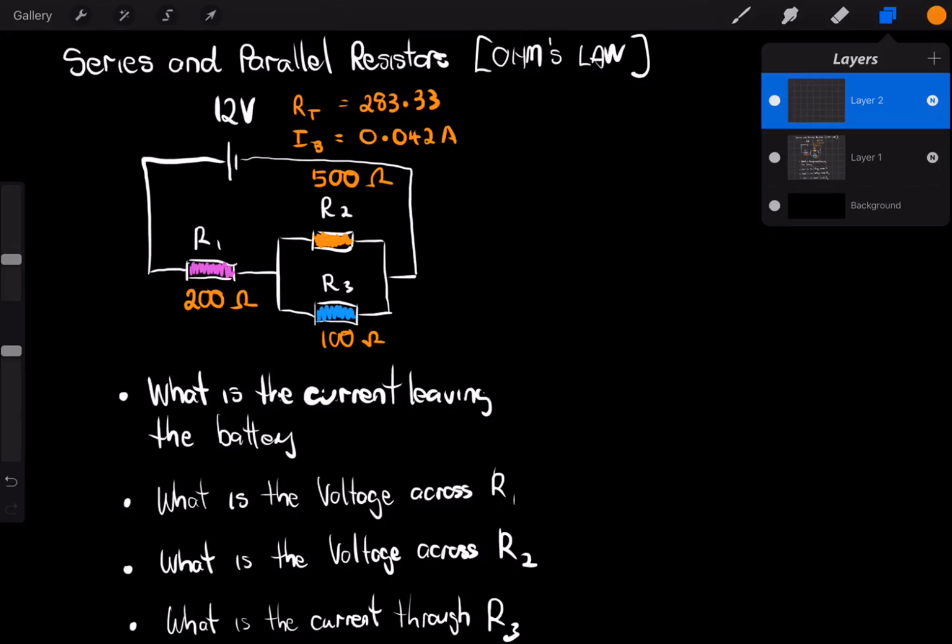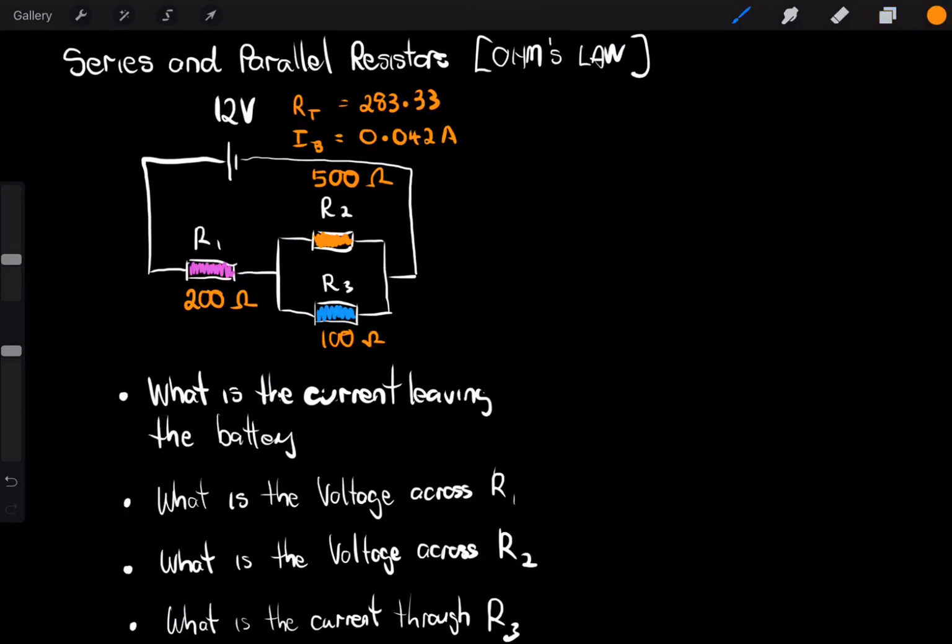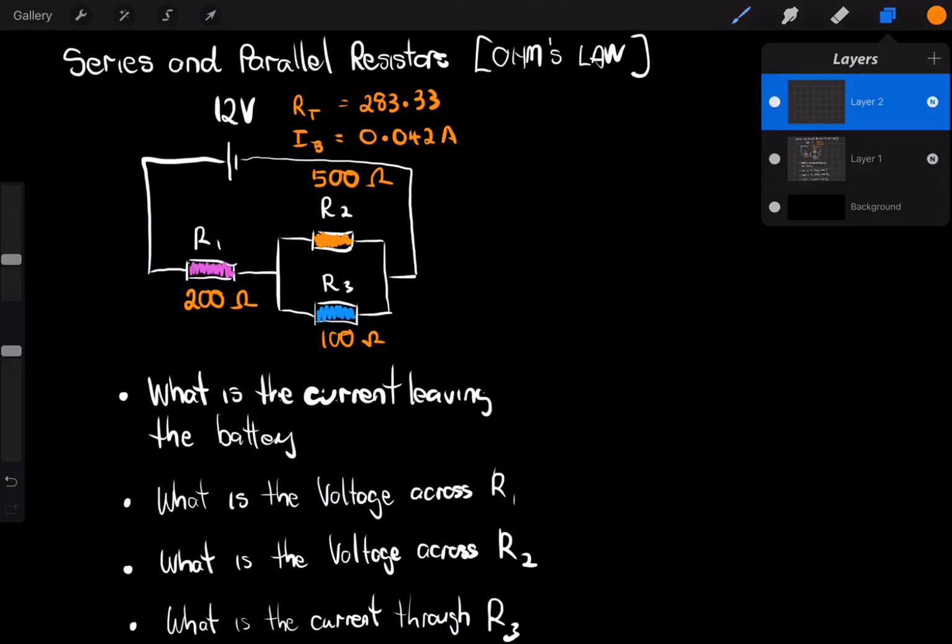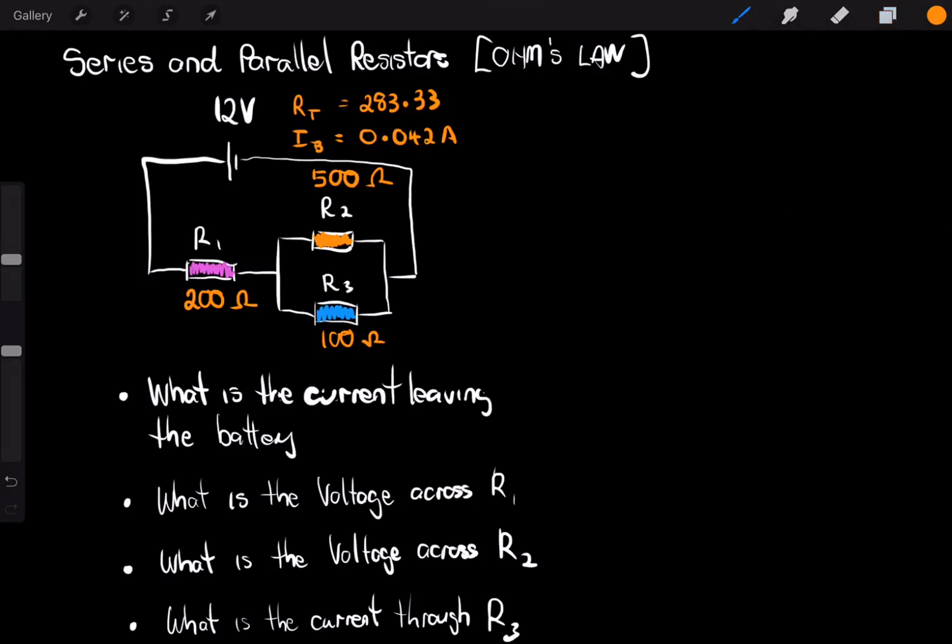Okay, let's go ahead and now work out the remaining questions in this problem. So, the second question is, what is the voltage across R1? All right, so let's draw a little zoom-in diagram here. So we're looking at R1 here.